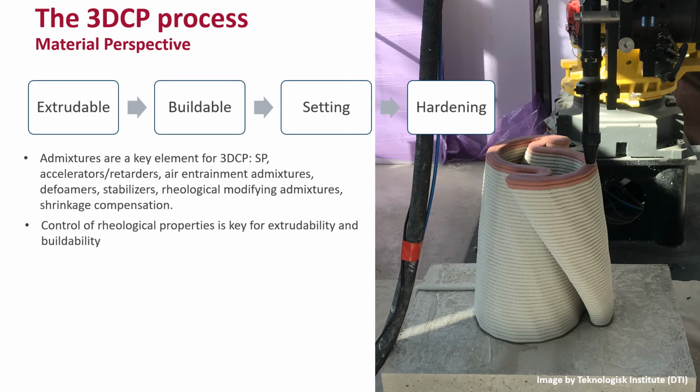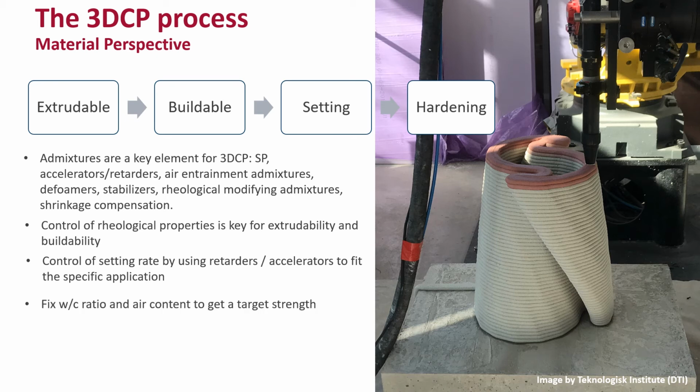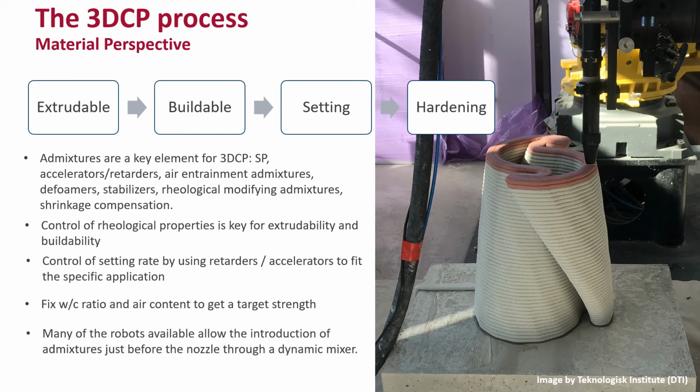Control of the rheological properties is key for extrudability and buildability. Control of setting rate by using retarders or accelerators to fit the specific application. Fix water to cement ratio and air content to get a target strength. Many of the robots available allow the introduction of admixtures just before the nozzle through a dynamic mixer.